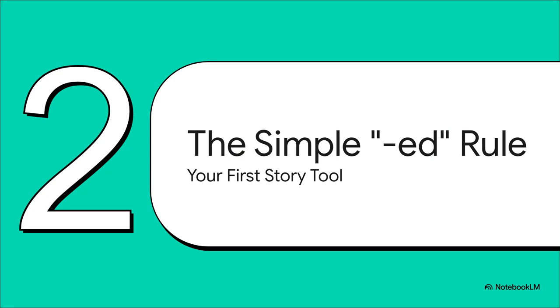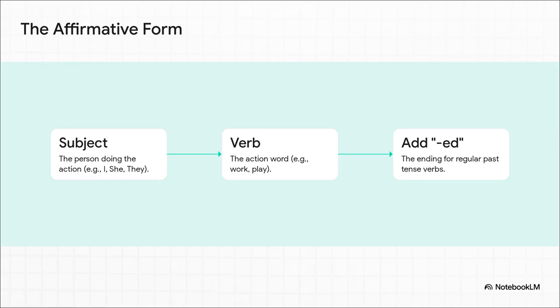Okay, you ready? Let's grab our first real practical tool from the toolkit. For most verbs in English, and I mean a lot of them, making them past tense is incredibly easy. It all comes down to just two little letters. The formula could not be easier. Seriously, you just take your subject, the person doing the action, like I, she, or they, add the verb, that action word, and then you just stick ed right on the end.